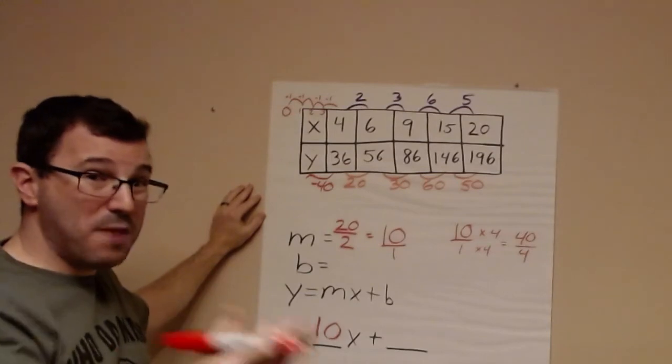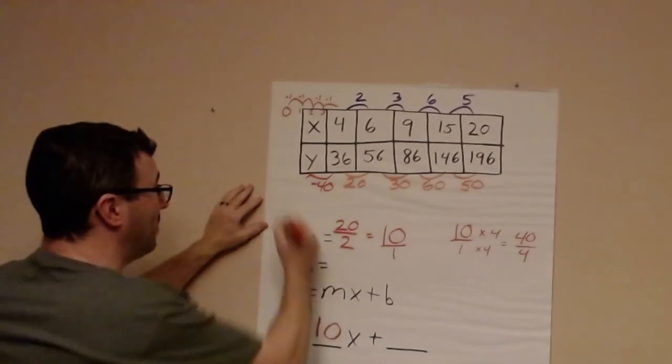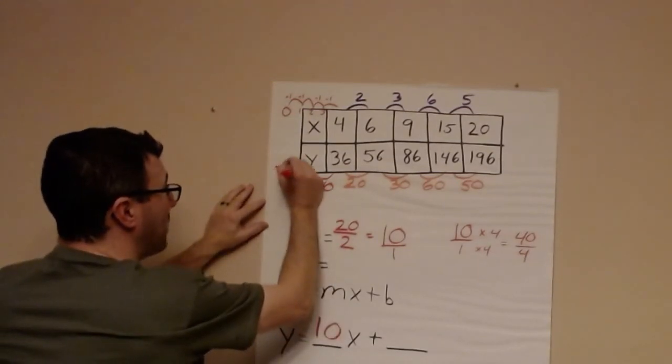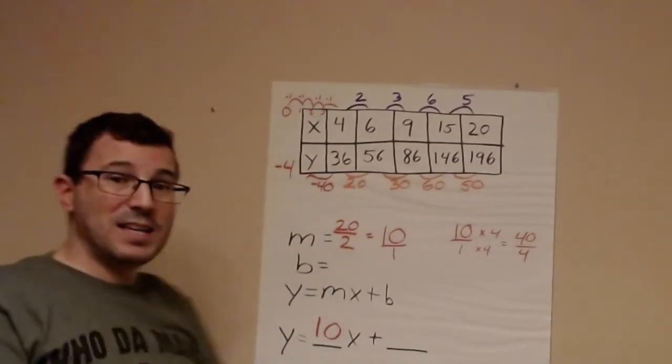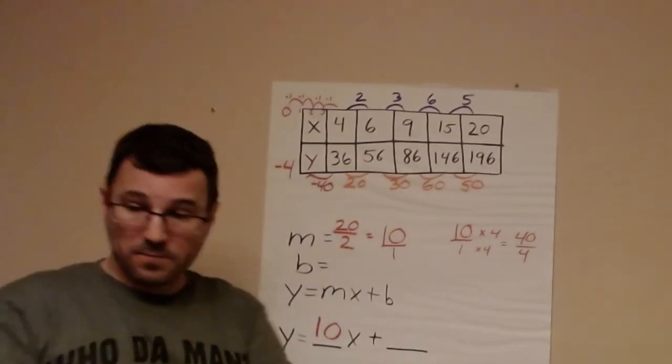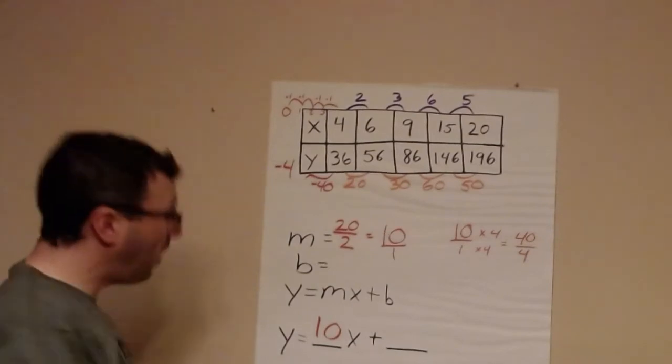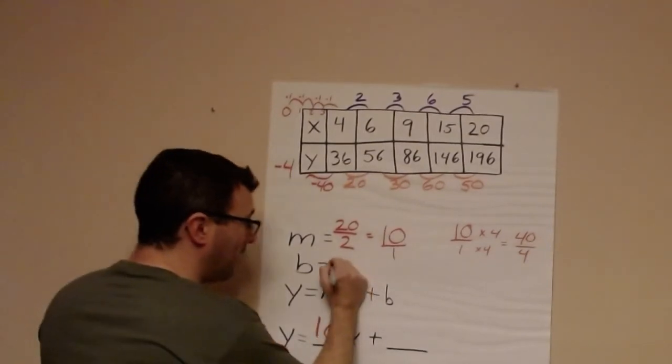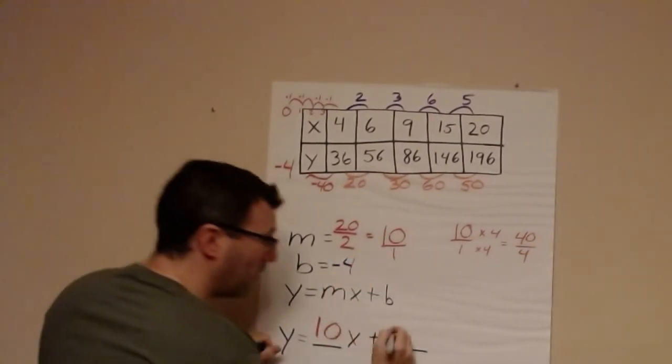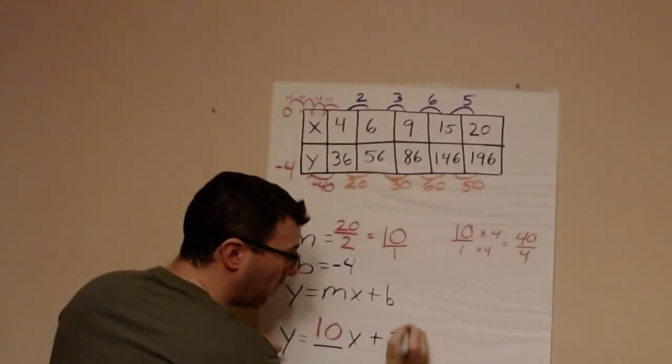I'm taking away more than I have. Well, that means that my y-intercept is a negative 4. Ah, okay. So negative 4. So I'm going to write my negative 4 here.